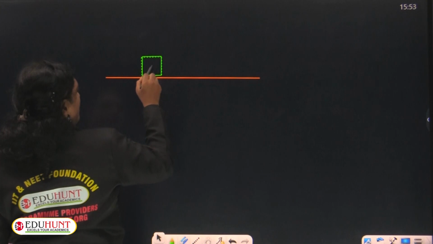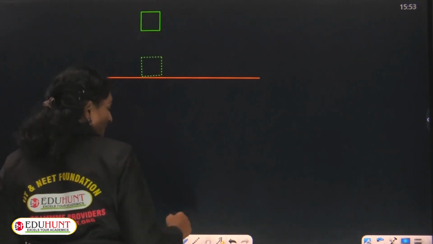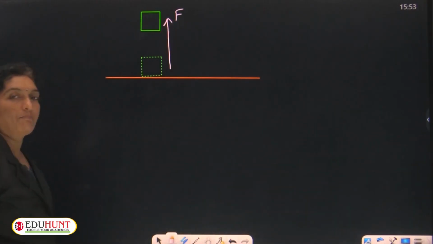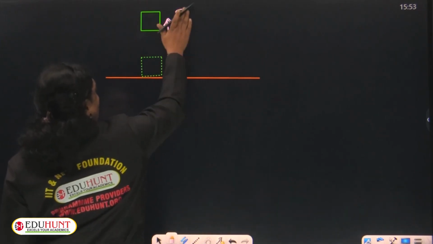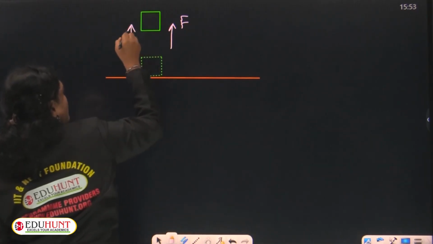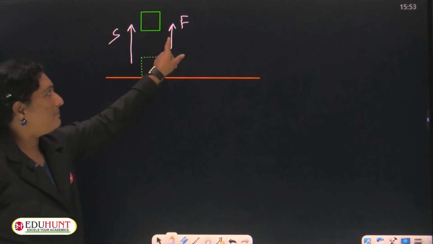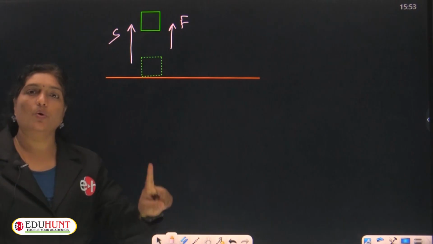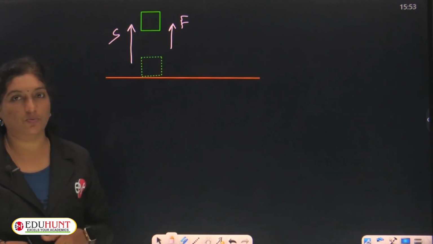If the same block which is lying on the ground is pulled upwards, the force is acting in the upward direction. The force is applied in the upward direction, and as a result, the body displaces in the upward direction. The force applied on the body and the displacement of the body are both in the same direction. In that case, work done is considered as positive.